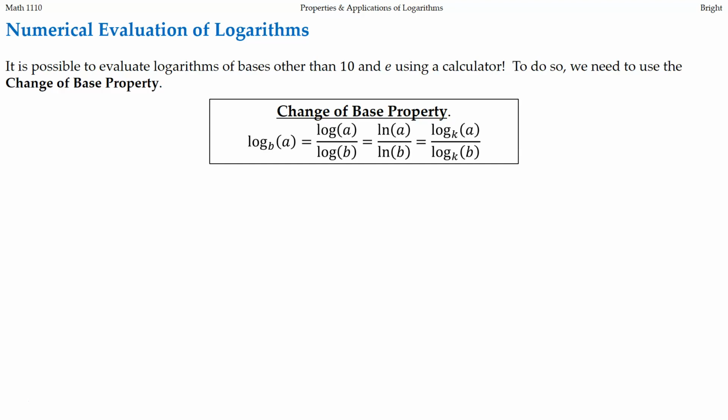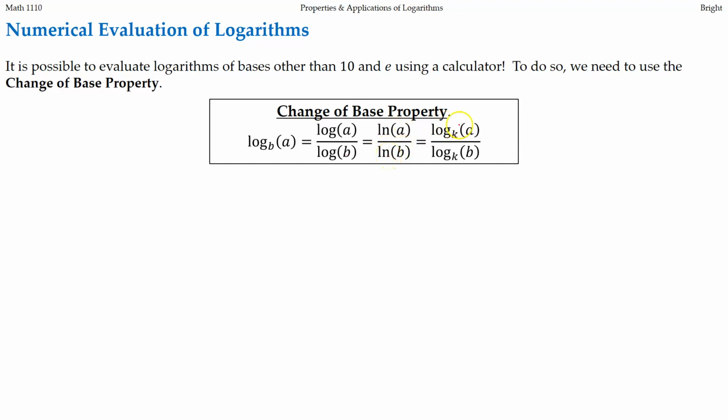Now, it looks scary. It really isn't that bad. Notice the notation. So it says log base b of a. We can calculate this by doing log of the input over log of the base. And that's common log. Okay, log base 10. Equivalently, you can do natural log of the input over natural log of the base.